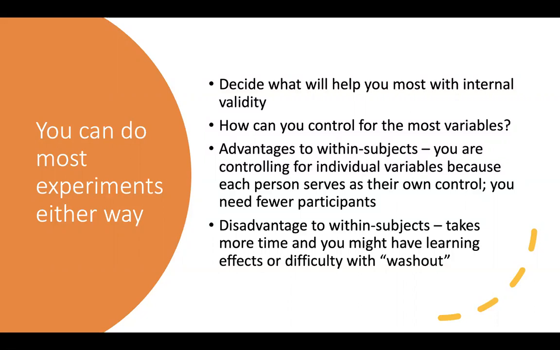So we'll just look at within subjects. Advantage, you are controlling for individual variables because each person serves as their own control. So you need fewer participants. There is less random noise in the groups because each person is doing the same thing. And so you're not going to have one person really skewing the results in one group and no equal skewing in the other group.